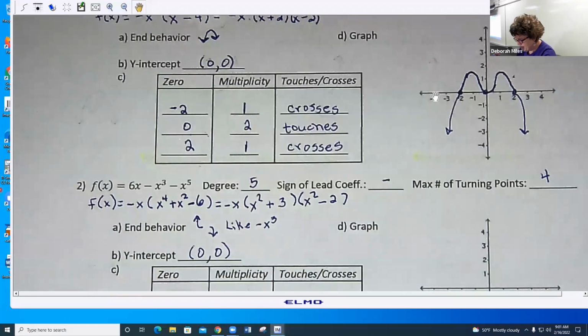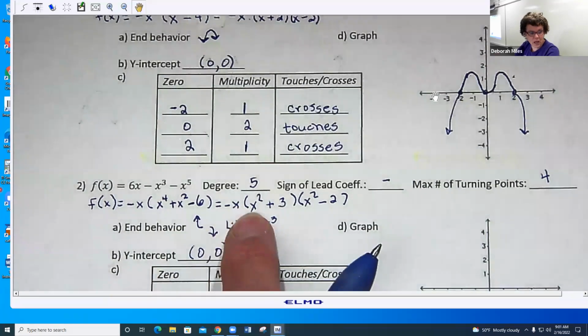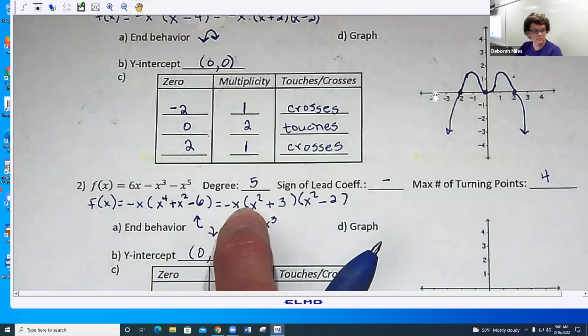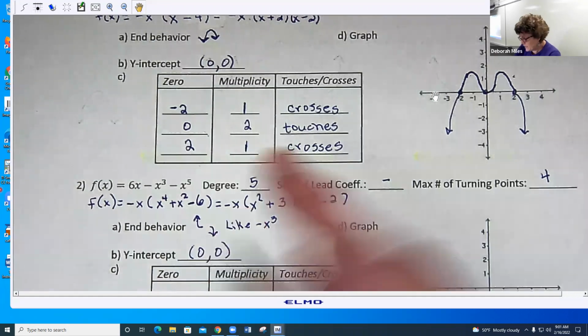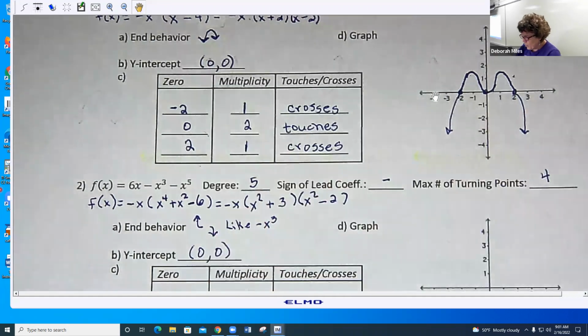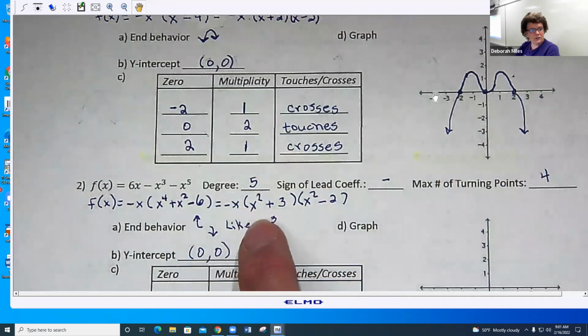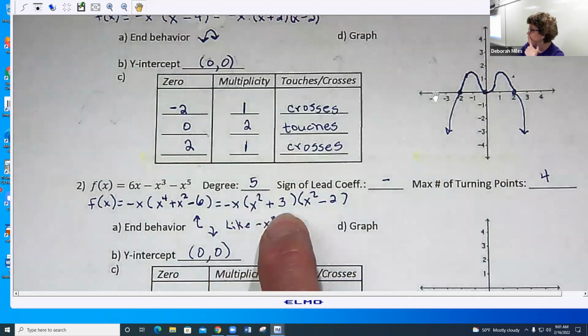Now, what are the zeros of this polynomial? What do you get if you set negative x equal to 0? You just get 0. What if you set x squared plus 3 equal to 0?